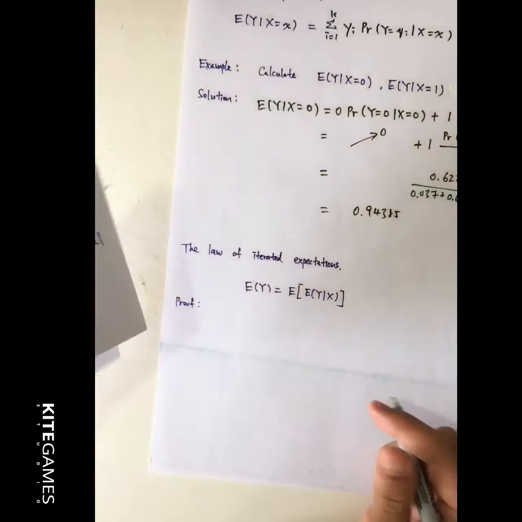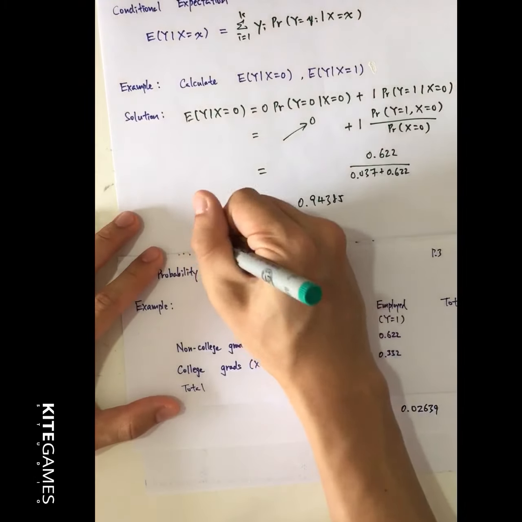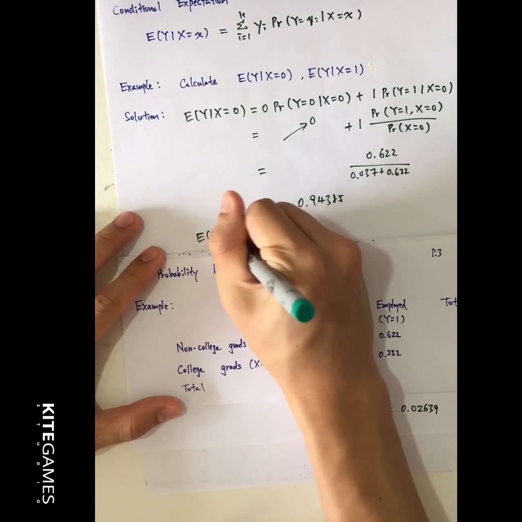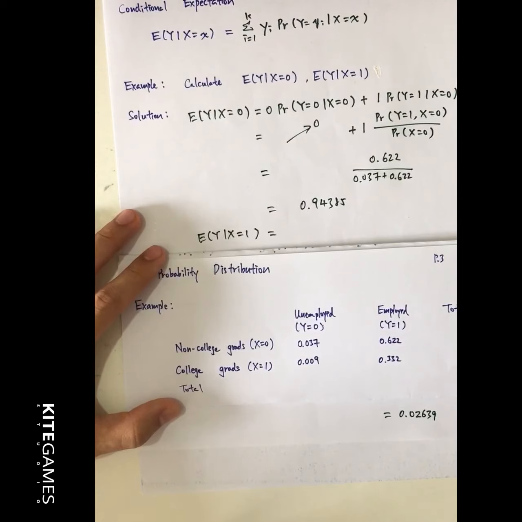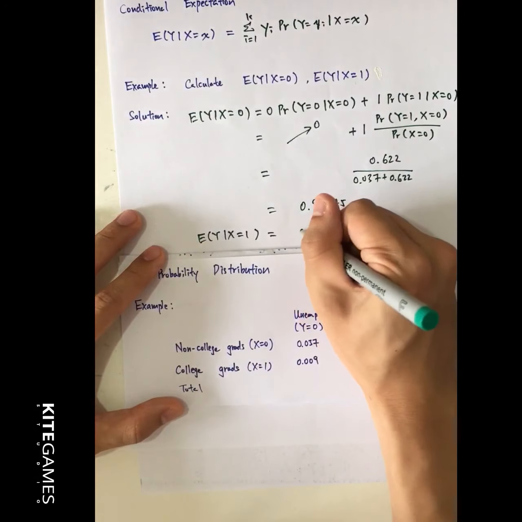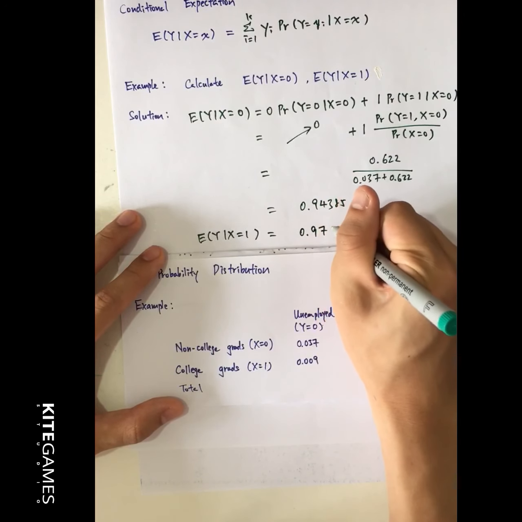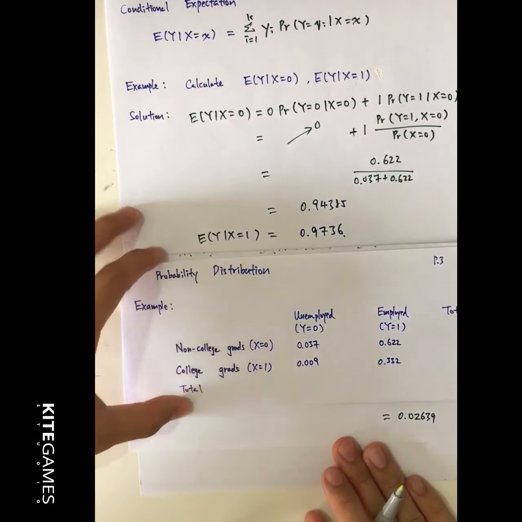Okay. So you can use the same skills to calculate the expected value of y given x is 1. Maybe I leave it for your practice, and at the end you should calculate the expected value of y given x is 1 is equal to 0.9736. Okay, so try this by yourselves.